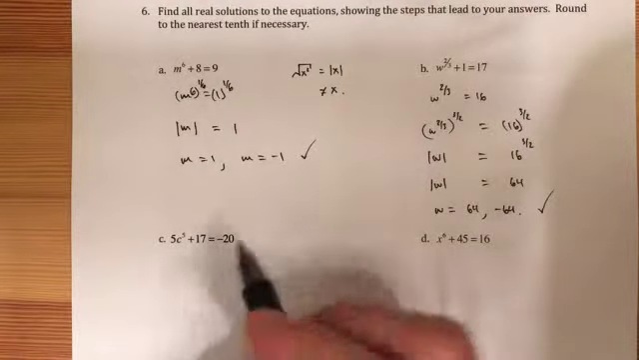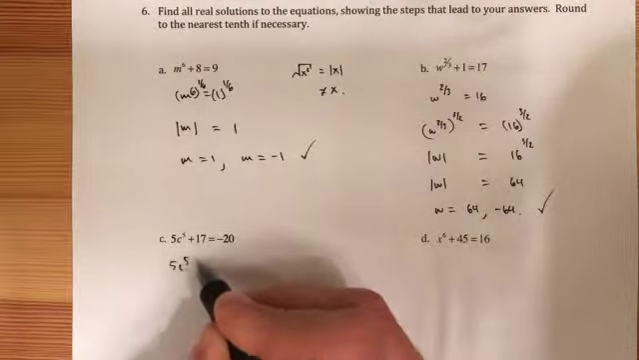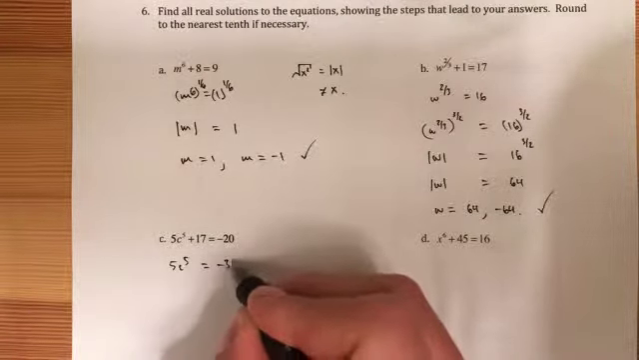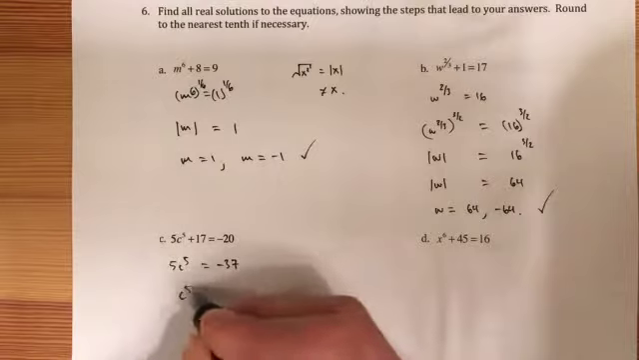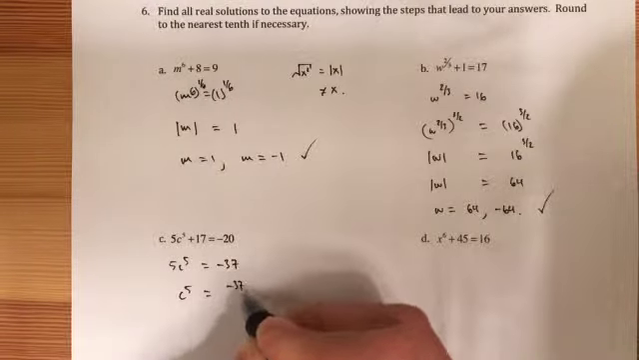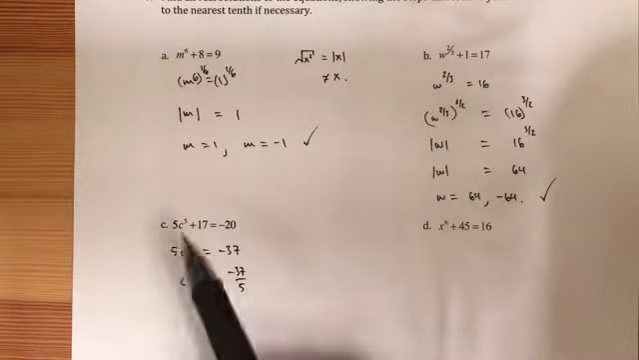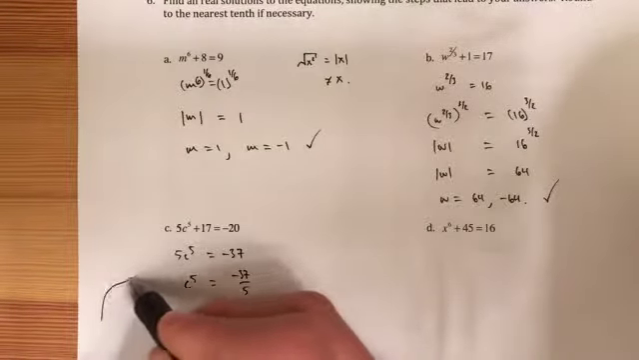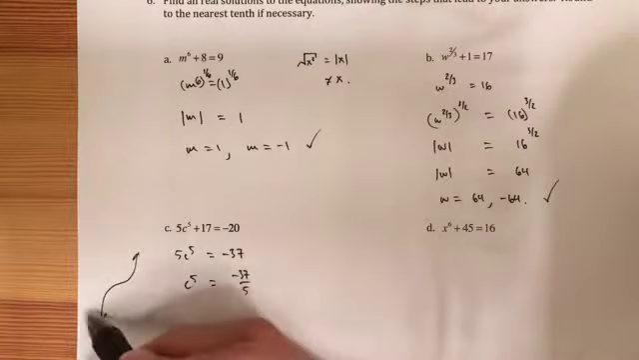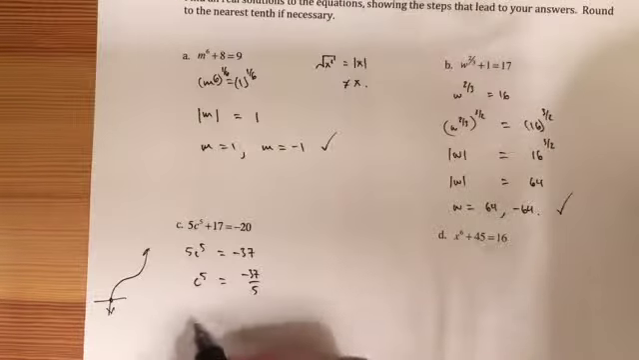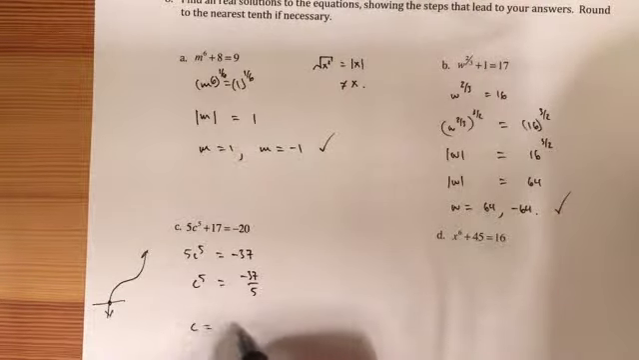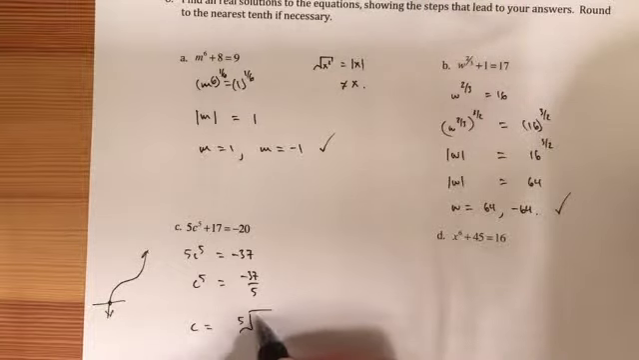This one I'm going to subtract 17 first, so 5c to the 5th is equal to negative 37. Divide by 5, c to the 5th is equal to negative 37 fifths. Then, this is an odd power function, right? C to the 5th or x to the 5th, so it's going to cross this number just one time, and it's going to cross at the 5th root of that number.